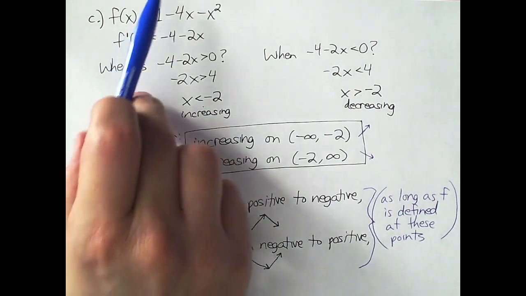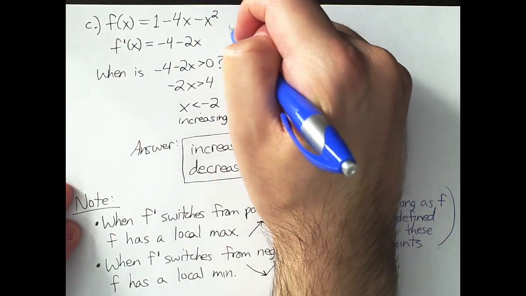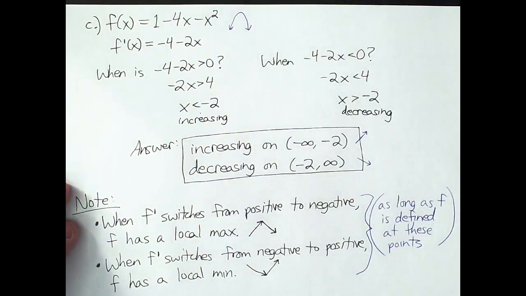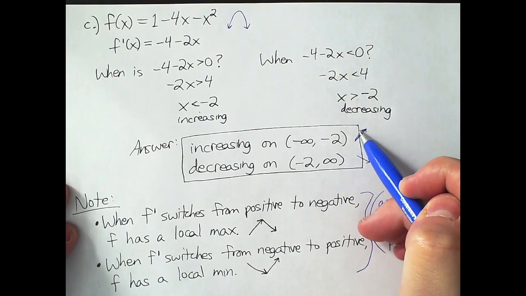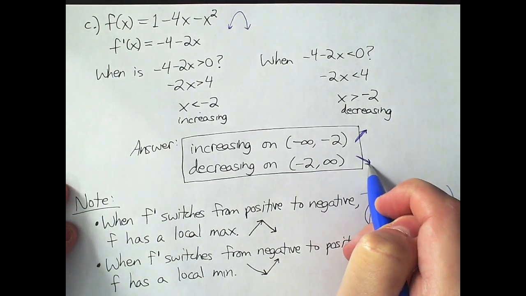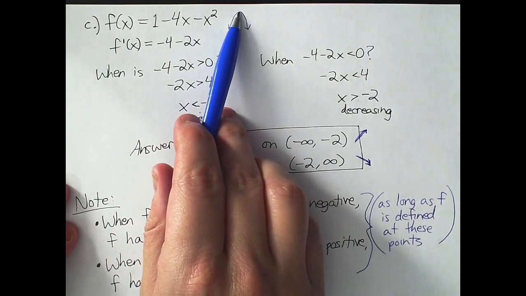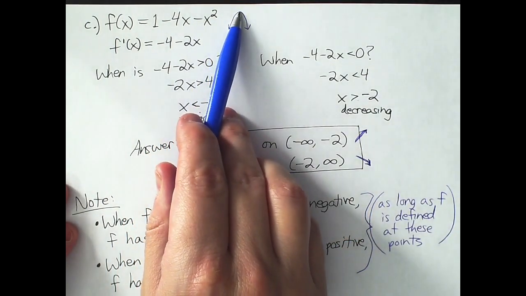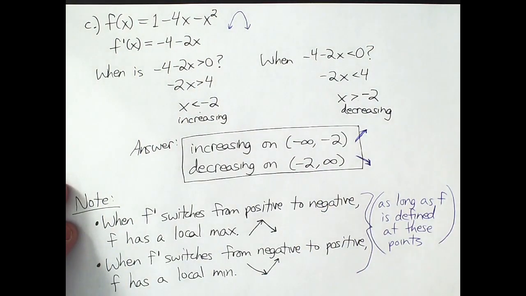Well, guess what? This is a parabola, isn't it? Isn't this a parabola that opens downward like this? So it makes sense that the function is increasing for part of it and then switches to decreasing for part of it. What we found is the place that is a local maximum. Looks like there's a local maximum at x equals -2.